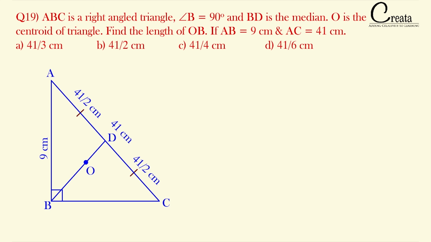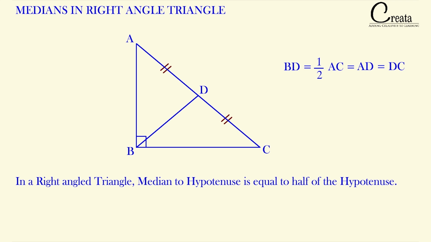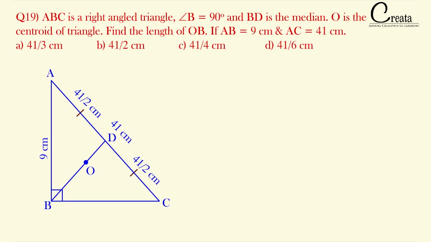Further, we have covered the concept in the lecture on medians in a right angle triangle. We know that in a right angle triangle, the median to the hypotenuse is equal to half of the hypotenuse. Here AC is the hypotenuse and BD is the median to the hypotenuse. So we can say BD will be equal to half of AC. Okay, we have applied the fundamental: the median to the hypotenuse is equal to half of the hypotenuse. And half of the hypotenuse is 41 upon 2, as 41 cm is the hypotenuse. So we got BD is equal to 41 upon 2.